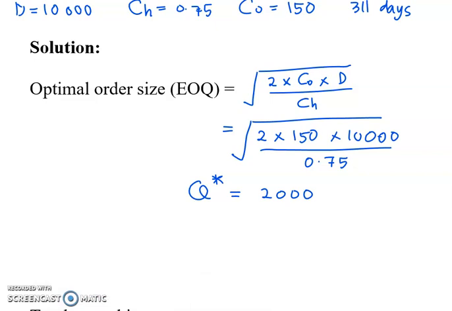So now we know that our optimal order size, or EOQ, is 2,000. Every time we place an order, we have to order 2,000 yards, so that it will optimize our order size.